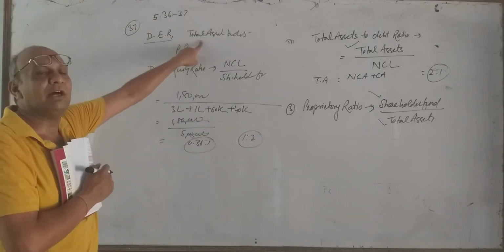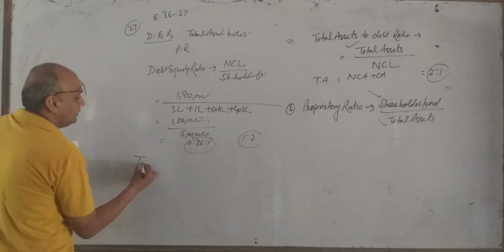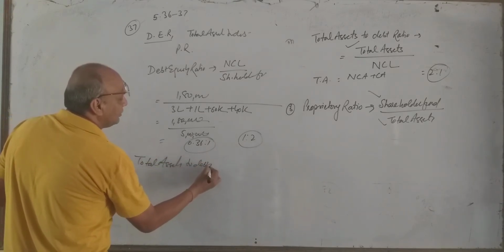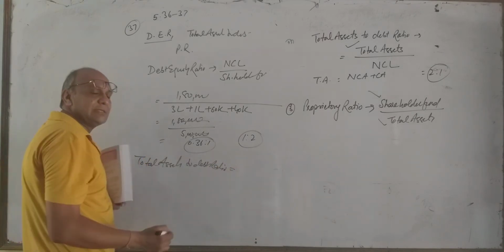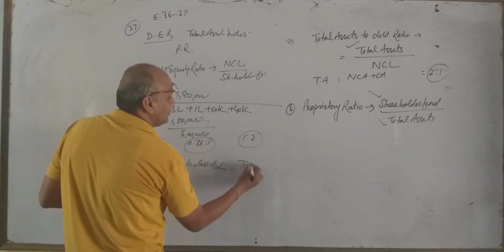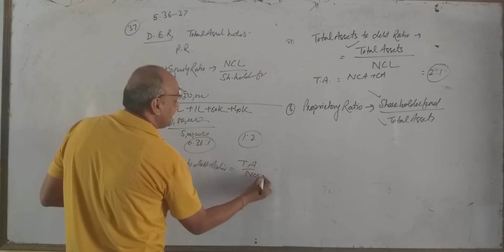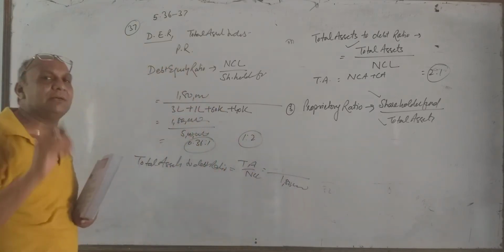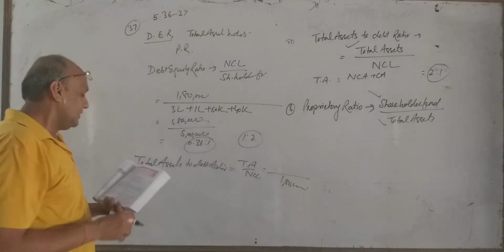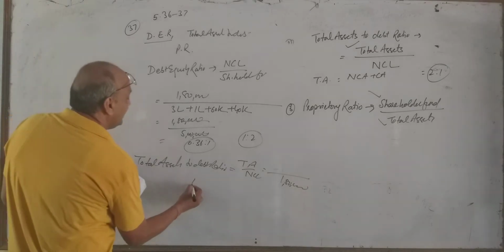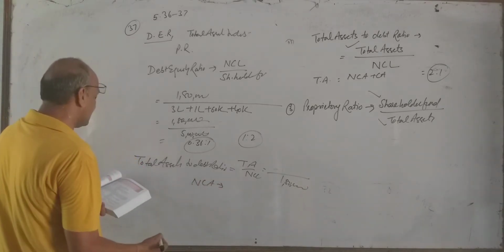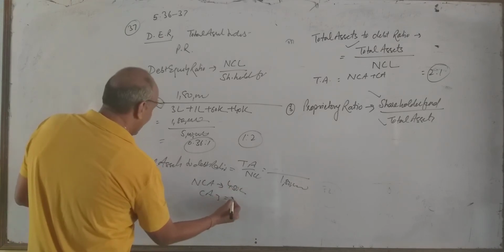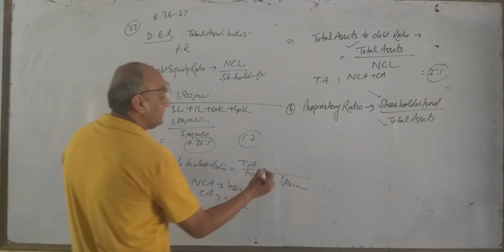Let us go for the next formula, total assets to debt ratio. The formula is easy, as written in front of you: total assets divided by NCL. NCL is already ready with us in the sum. Now we need total assets. For total assets we have given non-current assets 4.50 lakh and current assets 3.50 lakh. So total becomes 8 lakh.